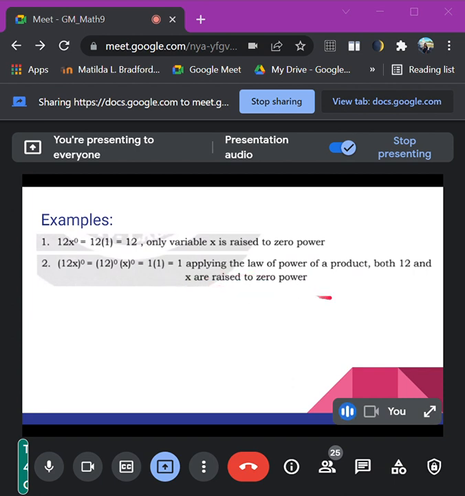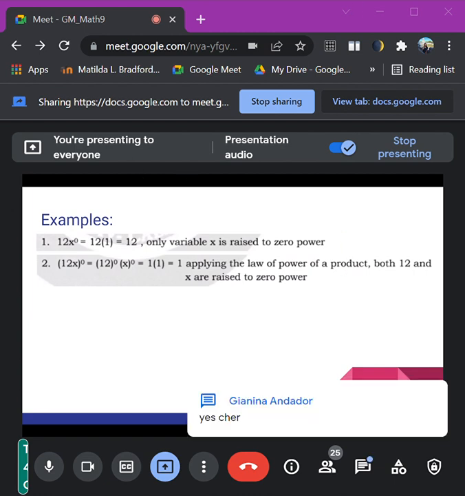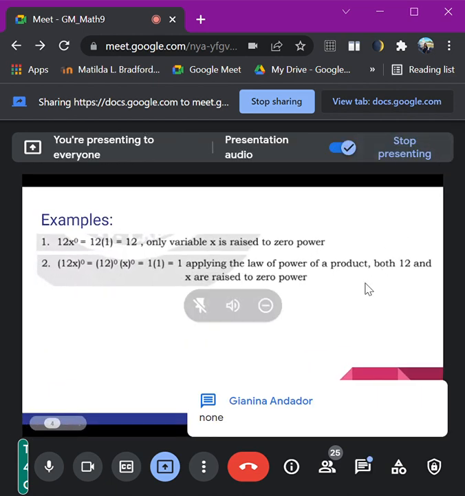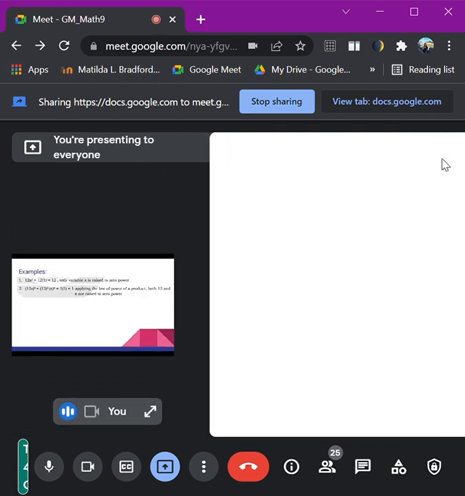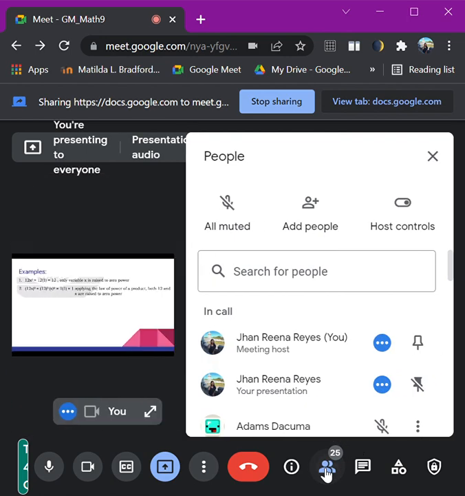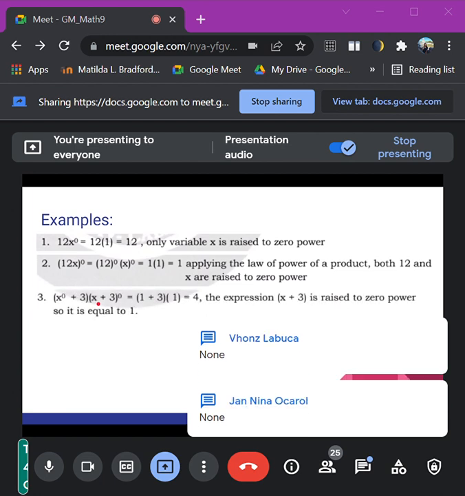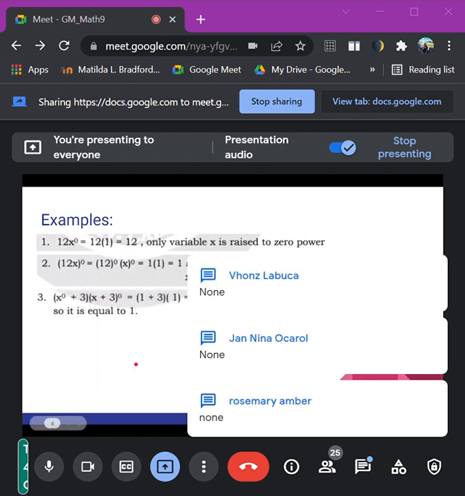Are you able to follow? Do you still have your copy of the laws of exponent? You will use it, especially when we simplify. Question so far? None? How about the others? None. Okay. Now, let's move to our next example.